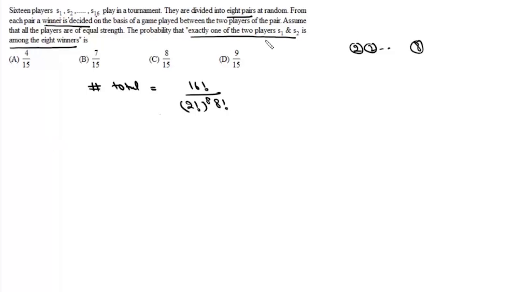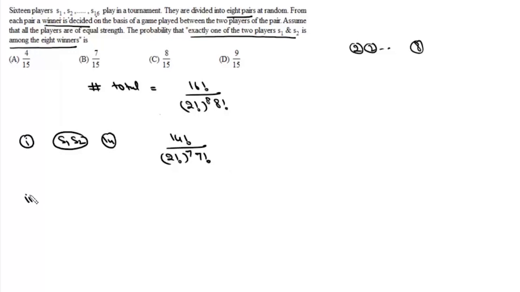Now for the favorable case, when exactly one of the 2 players is among the 8 winners, we have to consider 2 possibilities. First possibility is when S1 is paired against S2. Now if S1 and S2 are paired against each other, then exactly one of them will be a winner. That means we have to distribute the remaining 14 players in pairs of 2 and 2. So there will be 14! / (2^7 · 7!).